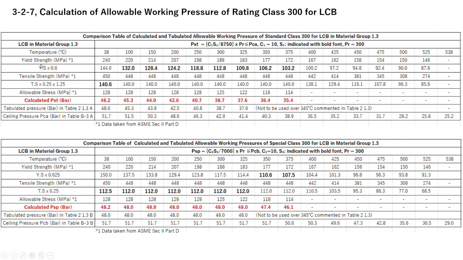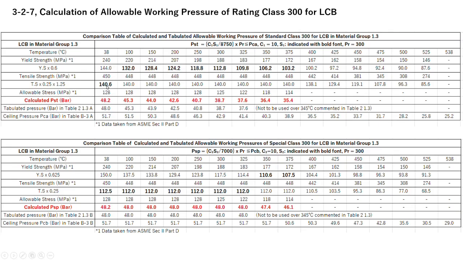So yield strength and tensile strength data are taken from ASME Section 2 Part D and indicated here. In the same manner, the yield strength is multiplied by 0.6, and the tensile strength is multiplied by 0.25 and 1.25. So compare with the calculated number, which one is the lower value, and indicate it.